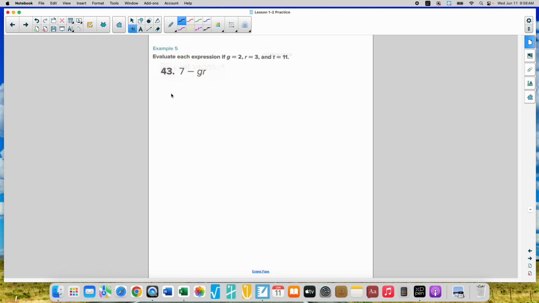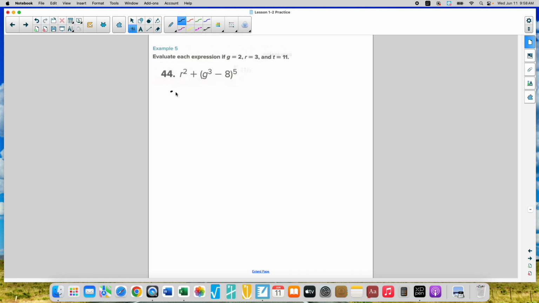Evaluate each expression. 7 minus GR, that's G times R. The G value is 2, and the R value is 3. Now we have subtraction and multiplication. Very important: what are we multiplying? We're multiplying negative 2 times 3. So we have 7, and then negative 2 times 3 is negative 6. That sign tells me whether it's addition or subtraction, and we get 1.